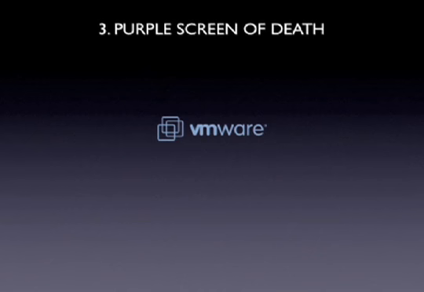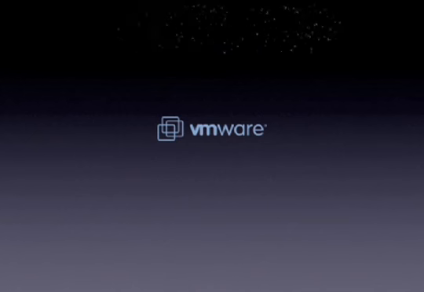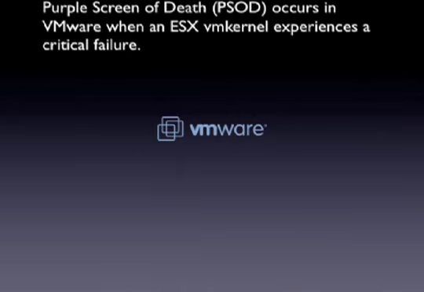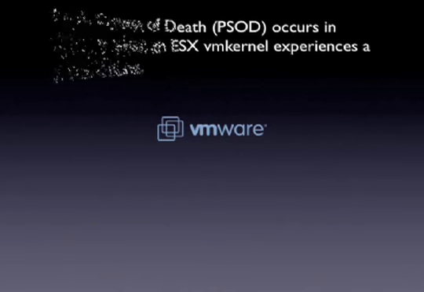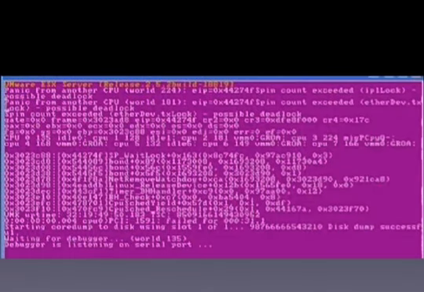Now we're going to go to VMware for a while. The purple screen of death. Purple screen of death, also known as PSOD, occurs in VMware when an ESX VM kernel experiences a critical failure. That has something to do with their servers, I believe. And this is what it looks like. It's just like a BSOD, only it's purple with all the hexadecimal numbers and all the letters and all that fancy stuff on it.